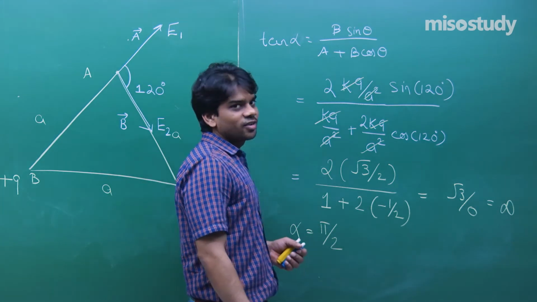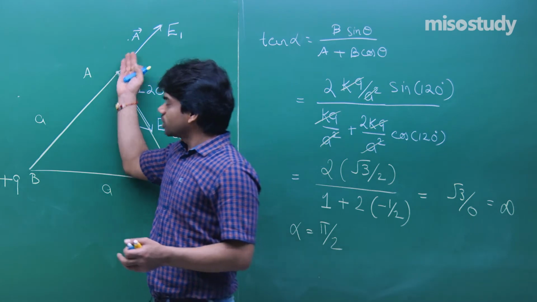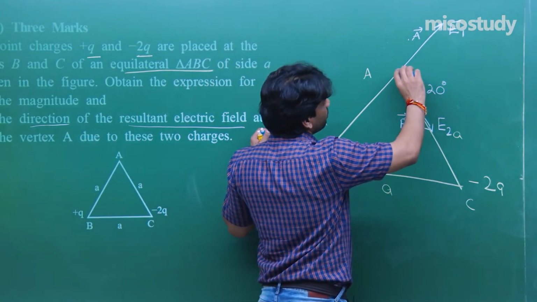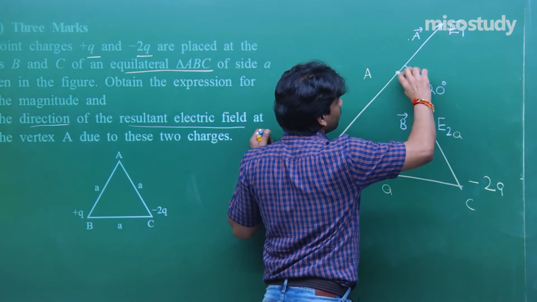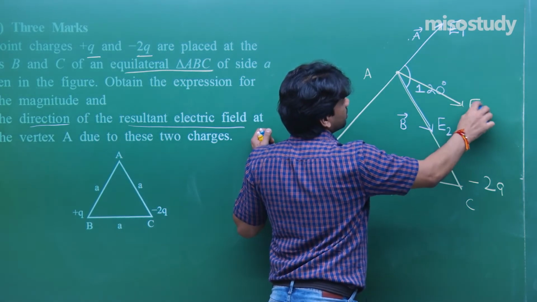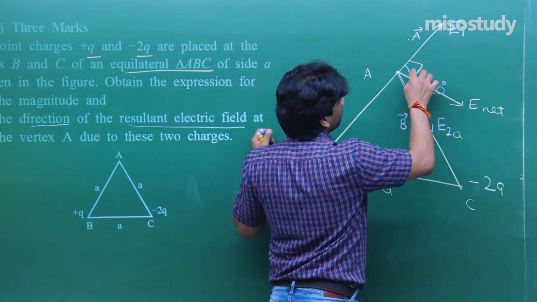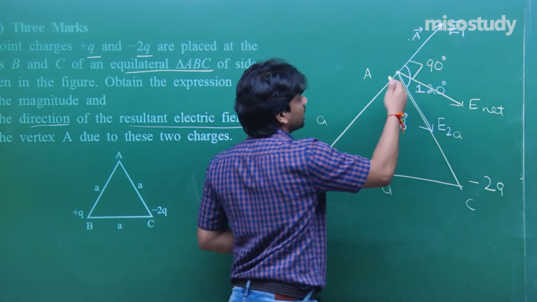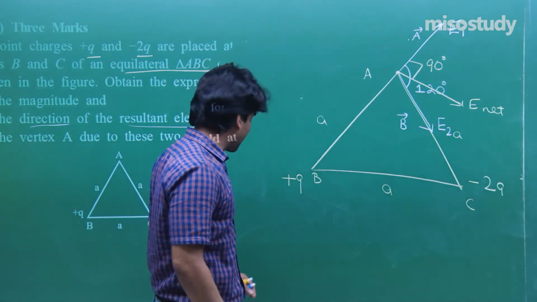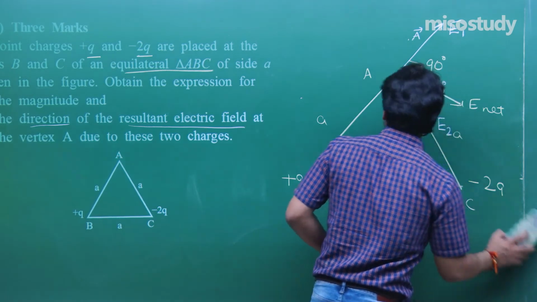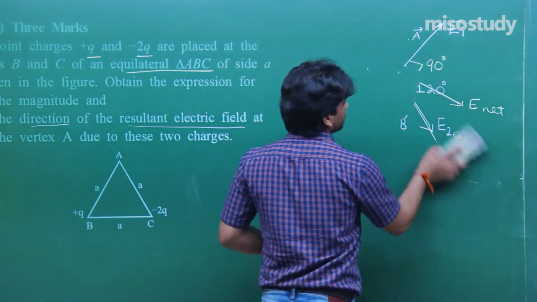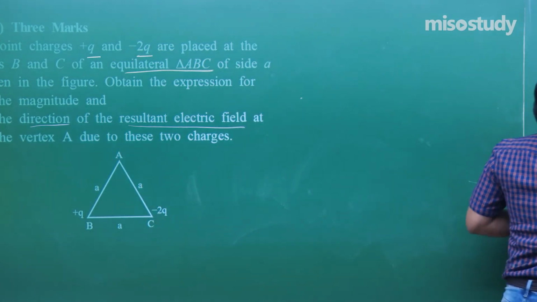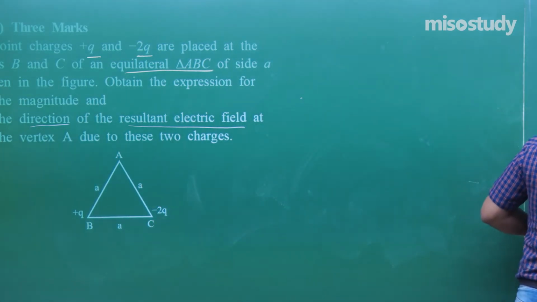We know that tan 90 is undefined. What does that mean? That with respect to this vector, the resultant is lying at an angle of 90 degrees. So if I mention, it will be lying somewhere here. This is the E net, 90 degrees with respect to this vector A which I have drawn. So the resultant is lying along this direction. Hope you have got how to evaluate this. And now let me proceed with the further part.